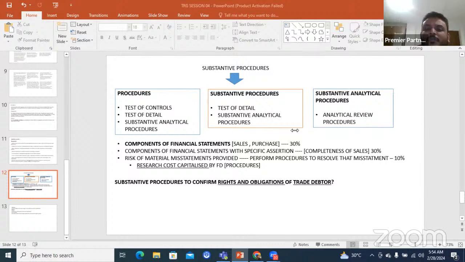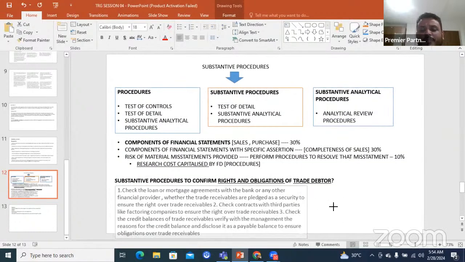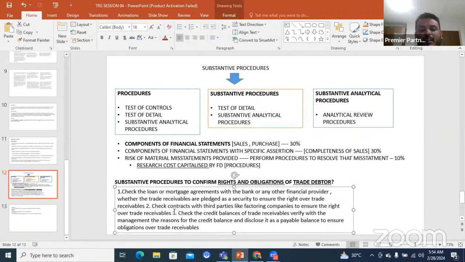Factoring arrangements. If you made factoring arrangements, yes, that is also a correct point, because you can sell your receivables to a third-party organization. You can check whether such an arrangement is made or not. See this answer. Third one: check the credit balance of receivables, verify with management the reasons for the credit balance, and disclose it as a payable balance to ensure obligation over trade receivables.